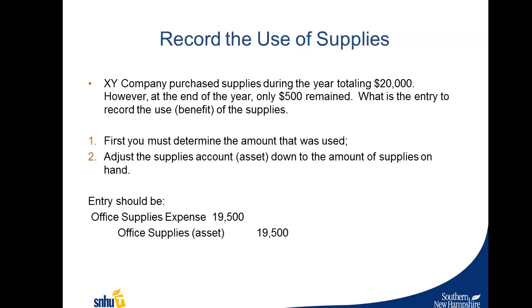If you have supplies of $20,000, but at the end of the year, only $500 remain, you have to show how much you've used. The difference between what you purchased and what's left over is your adjustment. And here is the entry. We're going to reduce our asset of $19,500, and we're going to show how much we've used, which is the expense of $19,500.